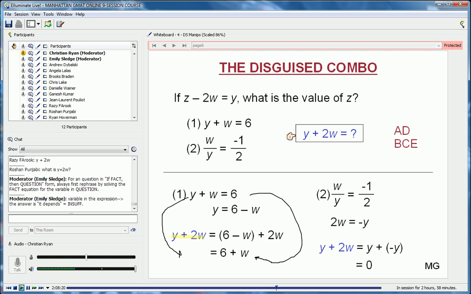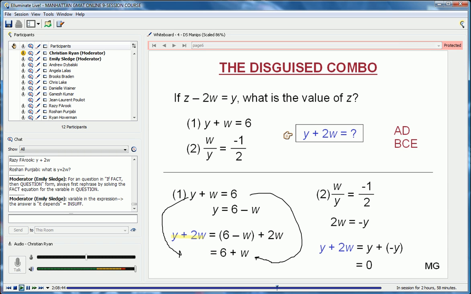So Emily puts it really well that this given here is a fact. When they say "if," they mean take that stuff that comes right after it as a fact and put that together with the question by solving for the variable that's in the question. And notice that makes the question seemingly more complicated.